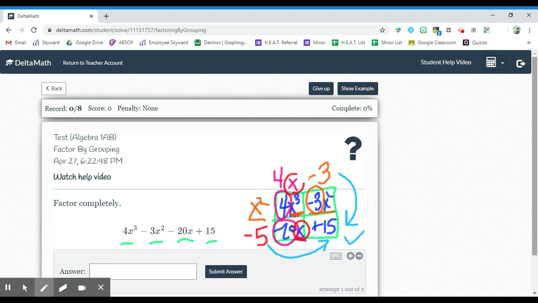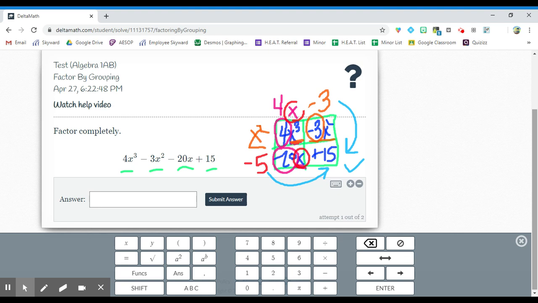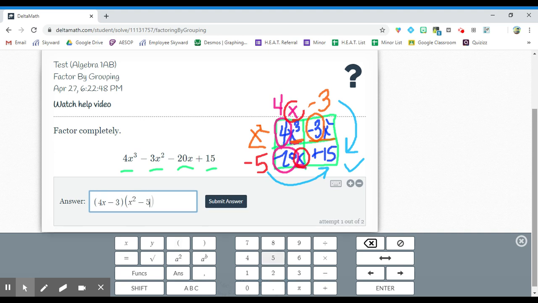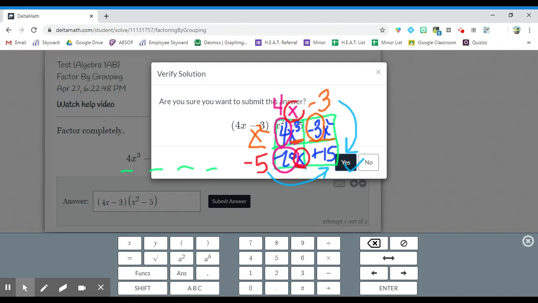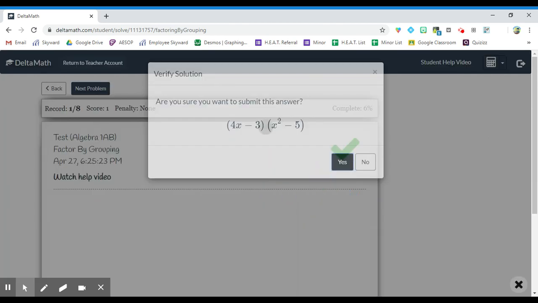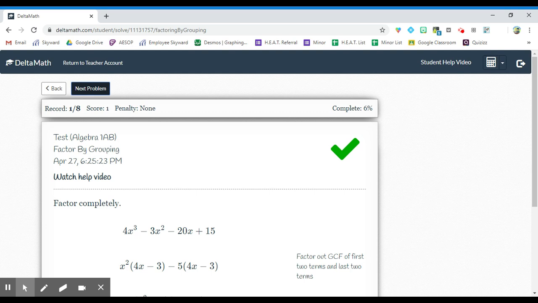So now if we want to submit our answer, I'm going to use the little toolbar here. I'm going to do parentheses 4x minus 3, and that'll close off that parenthesis, and then I'll have my other side, which will be x squared minus 5. And that's my answer. So I'm just going to hit submit. Yes. And there we go. We've completed that assignment.